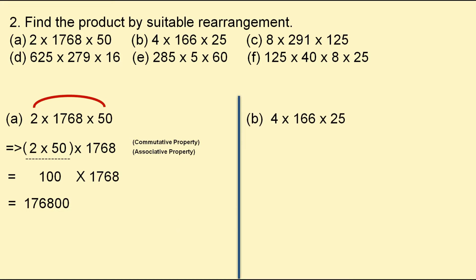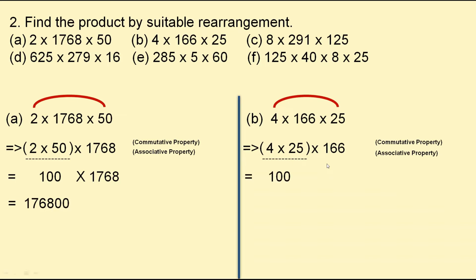Okay. Now let's move to the second equation, that is 4 into 166 into 25. Now here we know that 4 into 25 is equal to 100. So we will make group of 4 and 25. First we will arrange the places with the help of commutative property. We will make group of 4 and 25 with the help of associative property. Now we will write 4 into 25 is equal to 100 and the remaining number, that is into 166. Now here the final answer is 16,600.